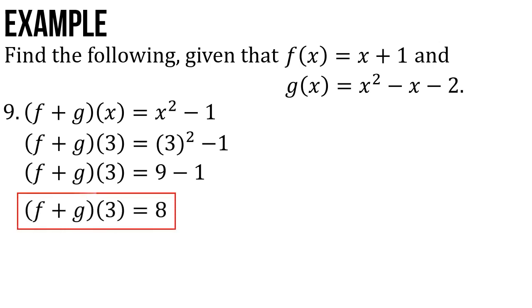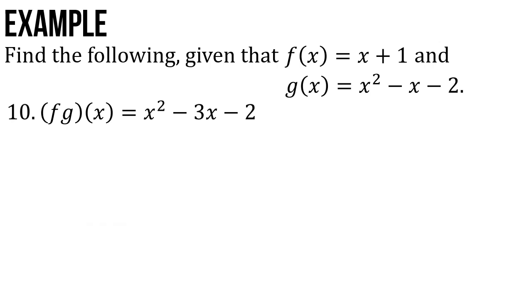And that's our answer. We actually use a shortcut here, but you can actually, if you want, add f of x and g of x first. Or if you want, you can write the entire sum of x plus 1 and x squared minus x minus 2, then just substitute x. Still, you're going to arrive at the same answer.